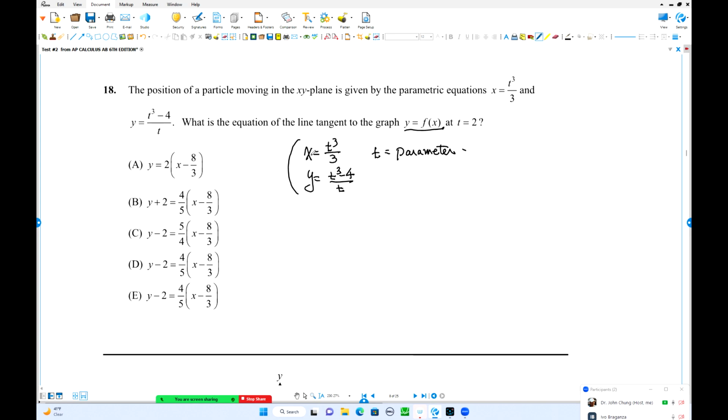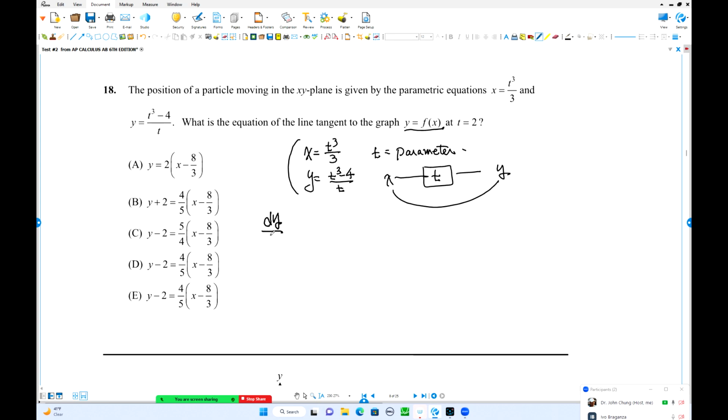Parameter connects x and y with the variable t. With variable t over here, we connect x and y. We can go directly, okay? But it's hard to get a direct relation, y equals f of x. It's hard. That's why we still have to use the parameter.